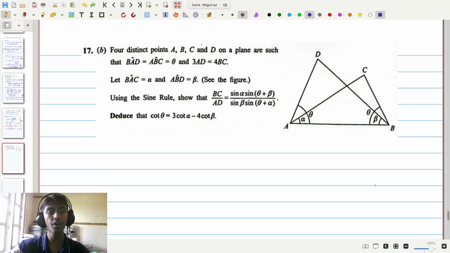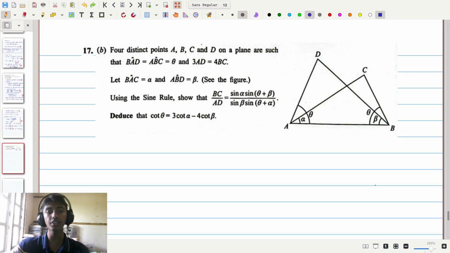The question says 4 distinct points A, B, C and D on a plane are such that angle BAD is equal to angle ABC is equal to theta, and 3 times AD length is equal to 4 times BC length. It then says let BAC be the angle alpha and ABD be the angle beta as shown in the figure. So here we can see we have 4 points A, B, C, D, and this angle is theta, this angle is theta, this angle here is alpha and this angle here is beta.